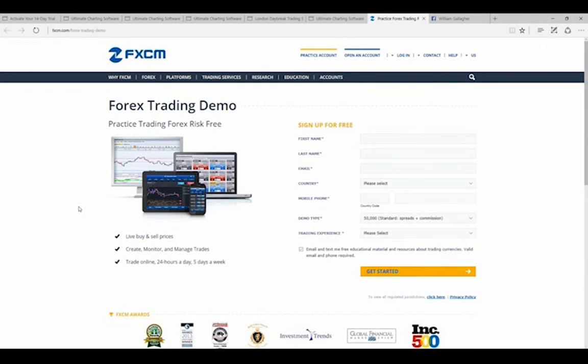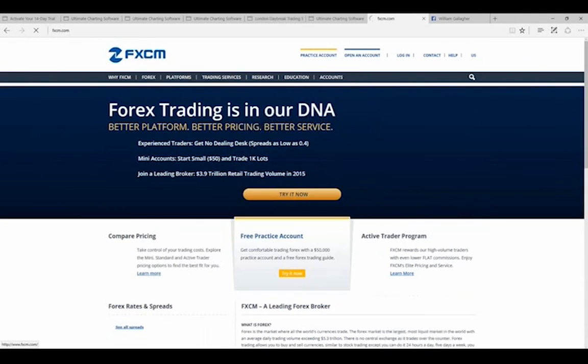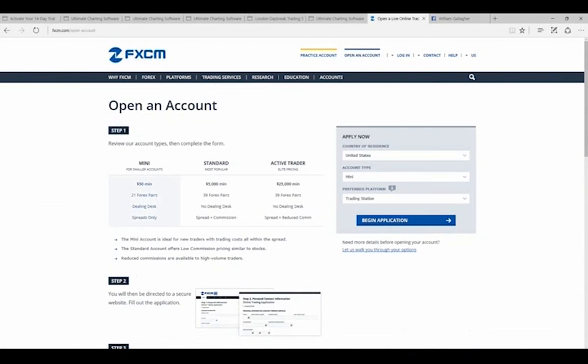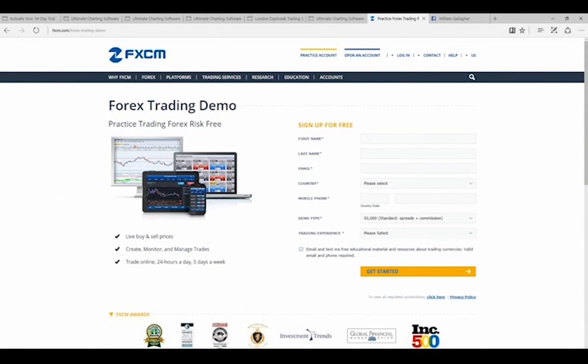Let me show you how to set up a demo account. You come here to FXCM, and once again, this is my personal broker. I'm not recommending them, but I do like them. If you want to open up a free demo account, I don't get anything for you opening up an account, but you simply come up here, click on Practice Account, and enter all your information. It's not going to cost you anything to do this. You get started, and you'll be able to start demo trading.